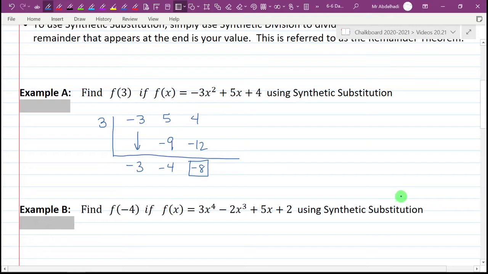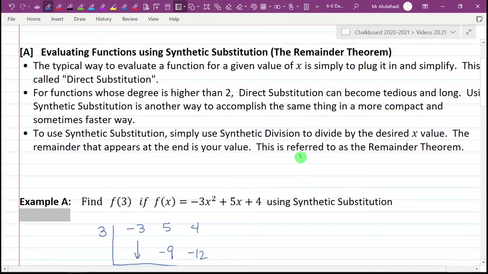So anyway, my point is you can check your answer by plugging in 3 with a calculator when you're doing your homework, not on the test. But for the purposes of our homework tonight and for any quiz I give you, you do need to do it with synthetic division, using synthetic substitution, which is called the remainder theorem.